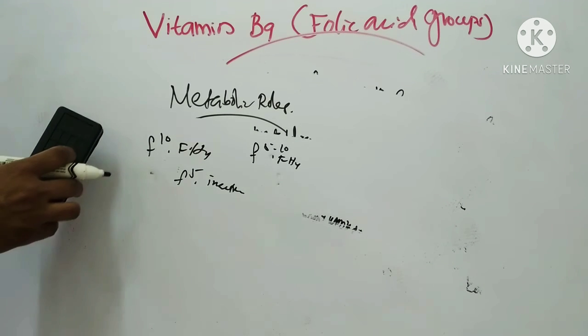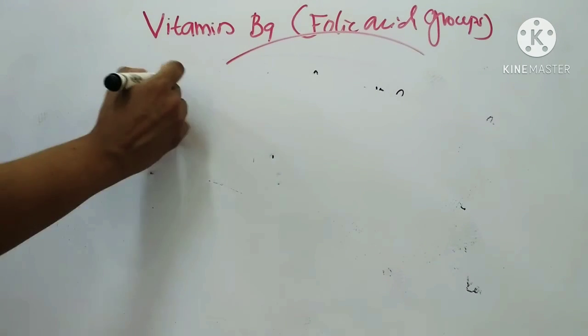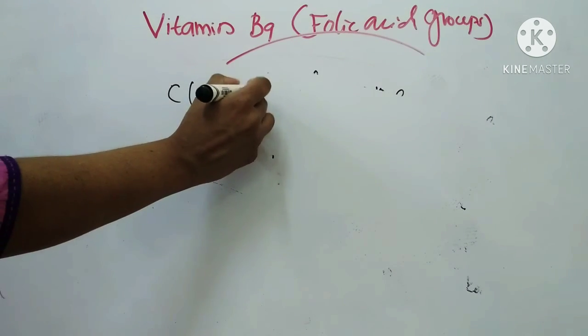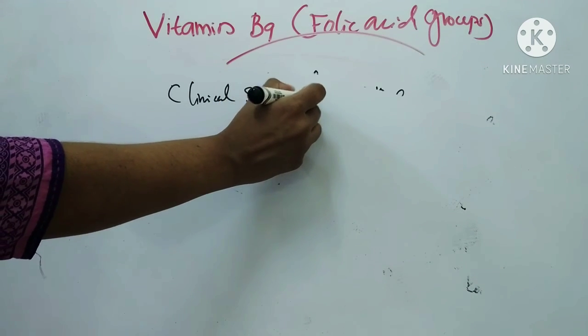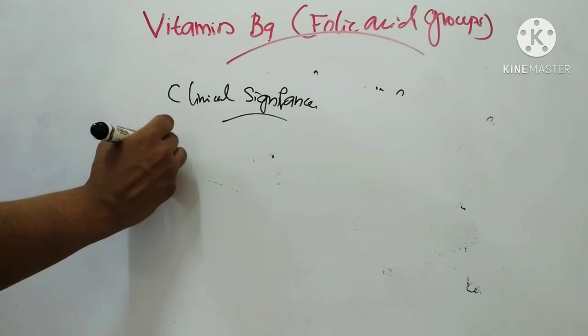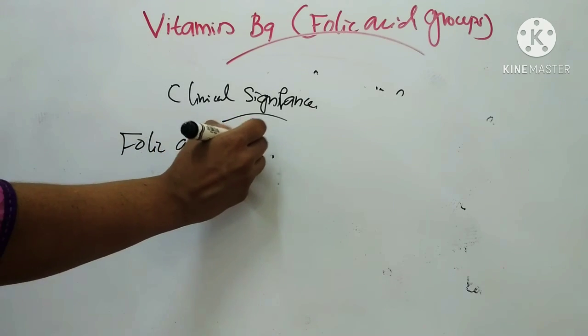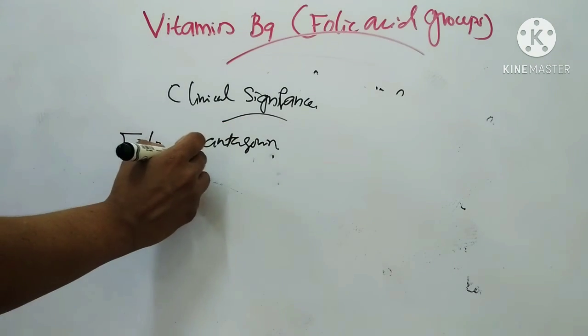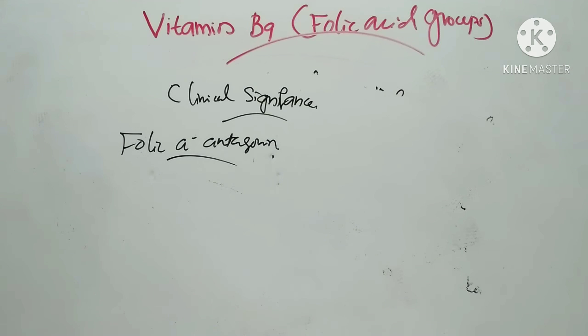Next we will see the clinical significance of vitamin B9. First one is folic acid antagonists. On the basis of their ability to inhibit cell division and multiplication, antagonists are used in the treatment of conditions where there is unrestricted cell growth, for example in leukemias and in malignant growth. So, 4 types of antagonists are there.